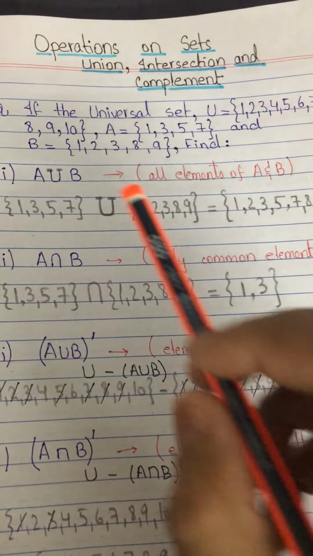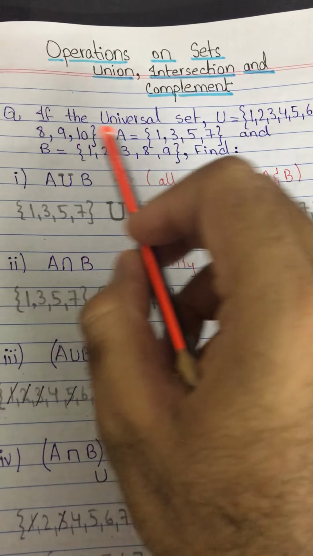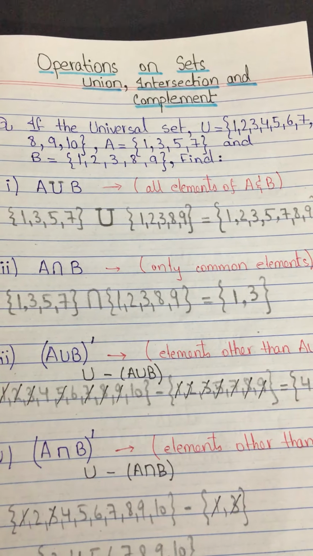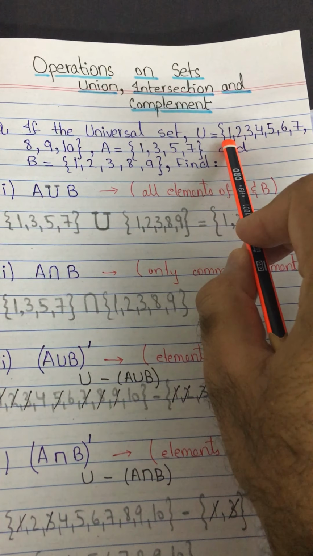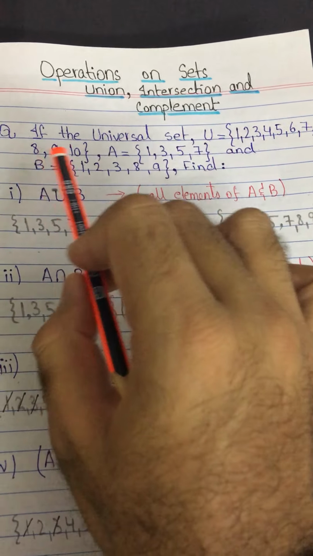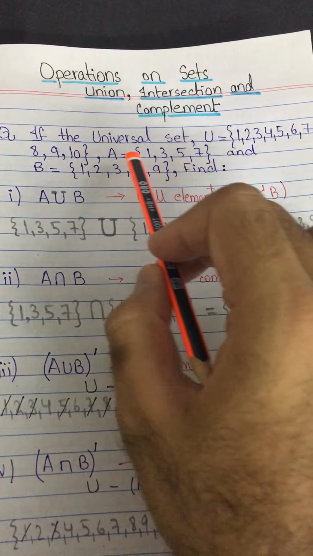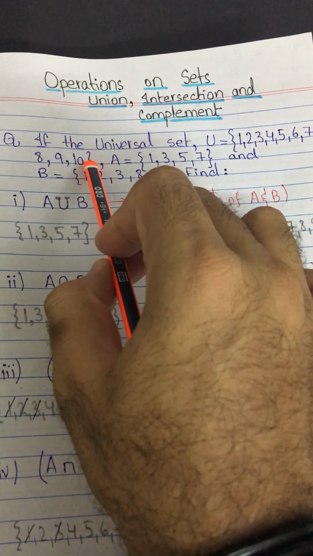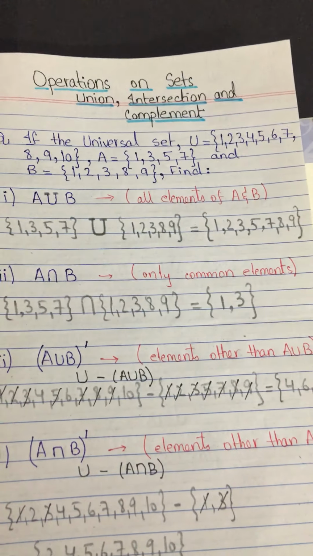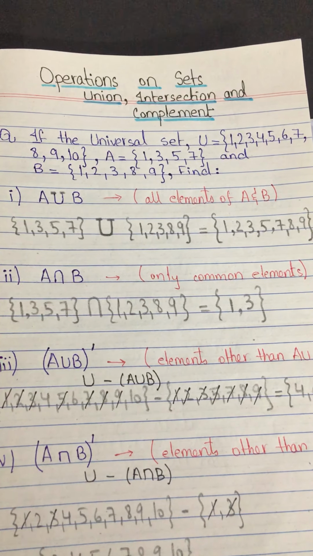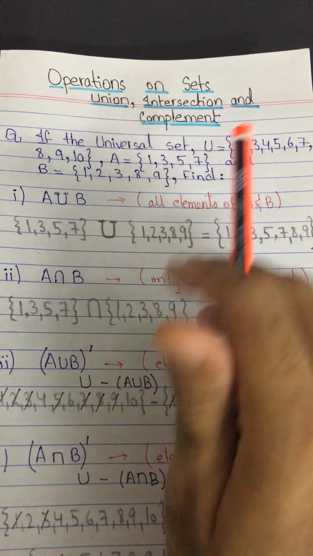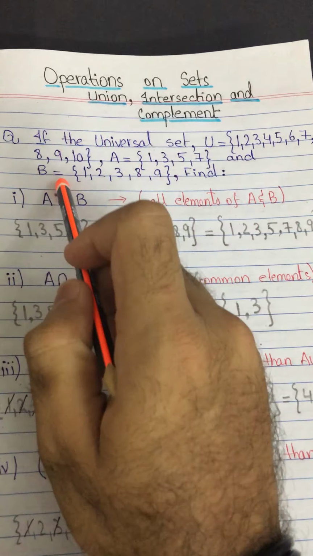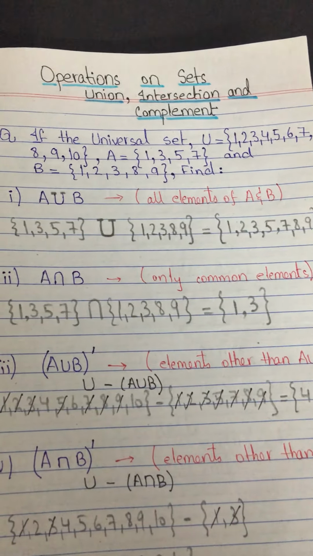So starting with the question, we have a universal set that is represented by capital U, and the universal set has the members 1 2 3 4 5 6 7 8 9 10. Since they are sets, they must be in curly brackets and their members should be separated by a comma. And we have another set A, whose members are 1 3 5 and 7, and the set B has members 1 2 3 8 and 9.